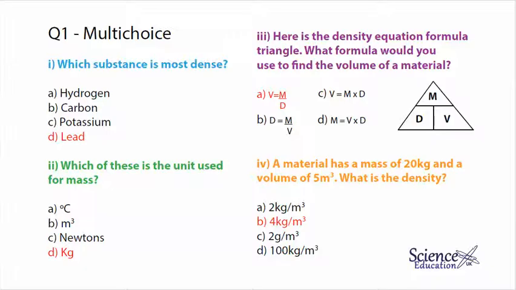So let's go on and use this formula now to actually calculate something. We've got a material with a mass of 20 kilos and a volume of 5 meters cubed. So let's take that mass of 20 and divide it by the volume of 5, and what we'll come out with is 4 kilograms per meters cubed.